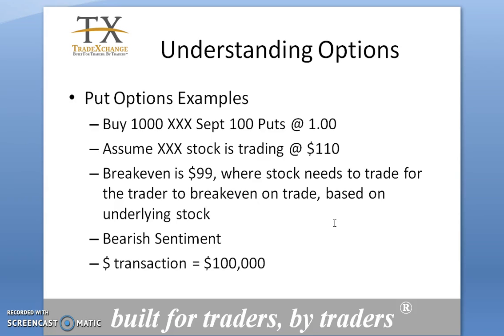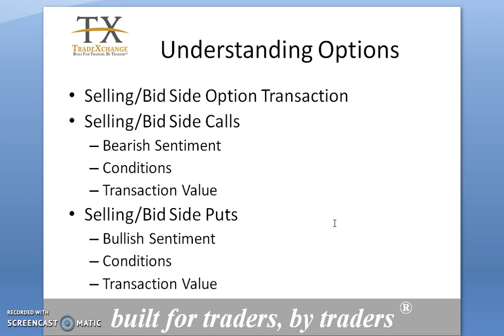So the person is purchasing the right to sell the stock at $100, and the trader is paying a $100 premium for that. And again, the value of that transaction is $100. In this case, it's still September, so it's a few months out, assuming we're just getting into the end of June.